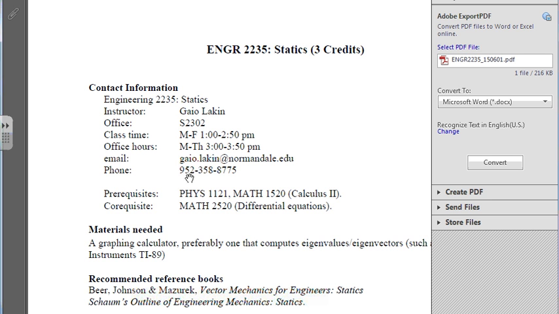That's my office phone number. I don't know, I'm probably not going to be in there too much outside of office hours and class time and stuff. So you can leave messages, but email probably works better.